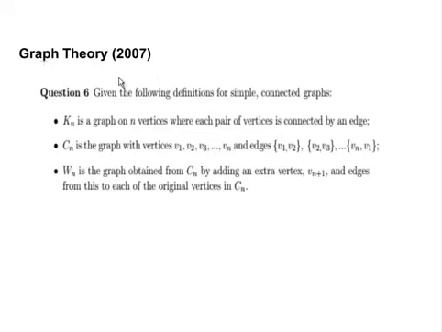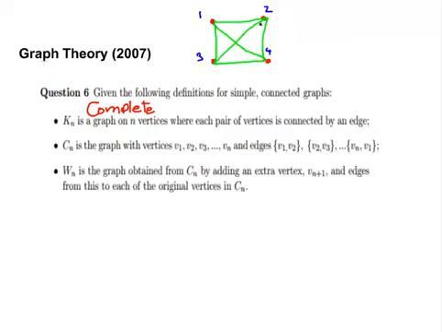Given the following definitions for simple connected graphs, Kn is a graph on n vertices where each pair of vertices is connected by an edge. That is essentially what we call a complete graph. Just a quick look at a complete graph: let's say we have 4 vertices, 1, 2, 3, and 4. They are all connected to each other. So each possible pair is connected to each other. That is a complete graph.